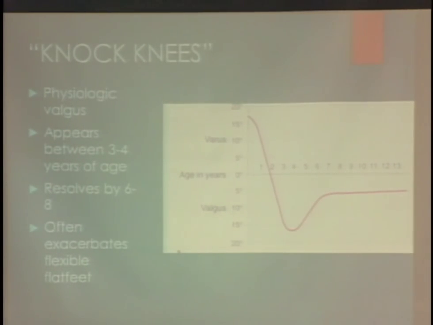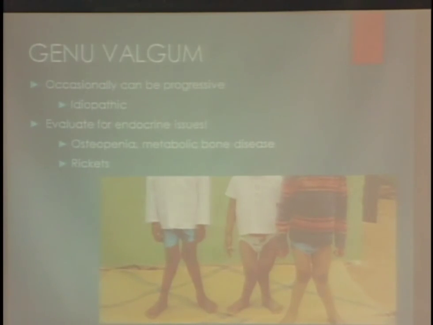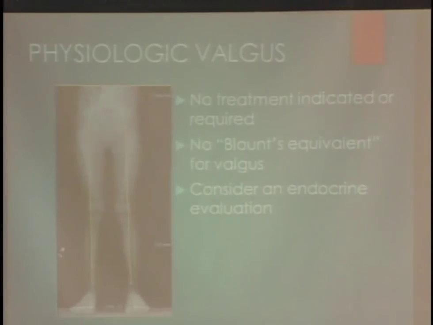Physiologic valgus, again, we saw that diagram there. So if you have progressive severe valgus like this, you may want to consider some of these other issues: endocrine issues, rickets, osteopenia, metabolic bone disease. Those are things that should be evaluated. There is not necessarily a Blount equivalent to valgus. There's just excessive valgus.